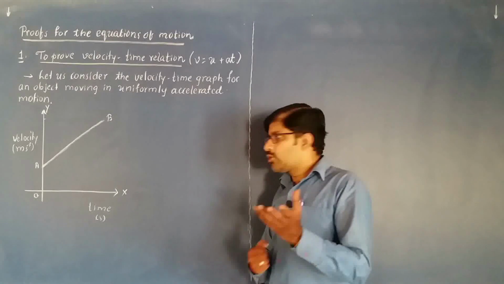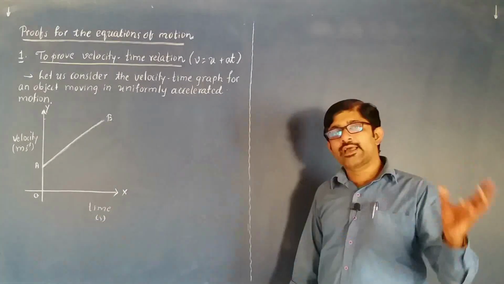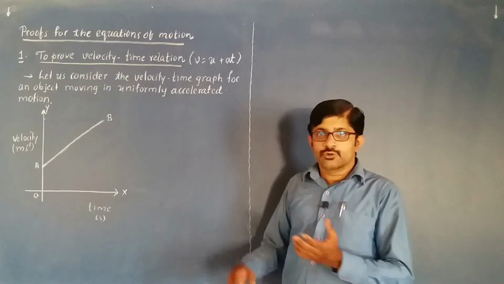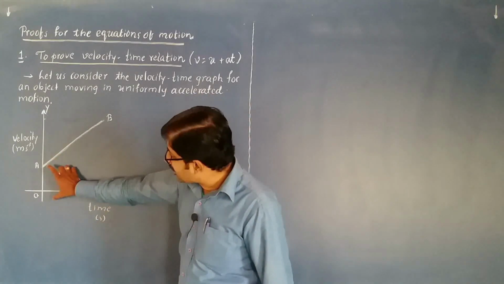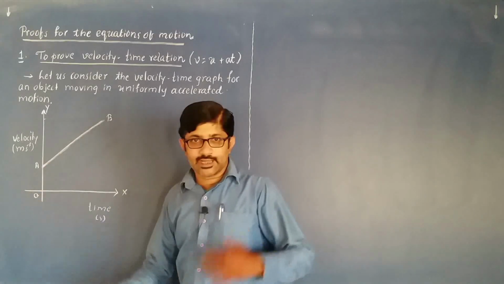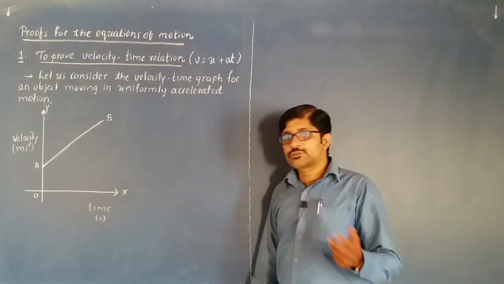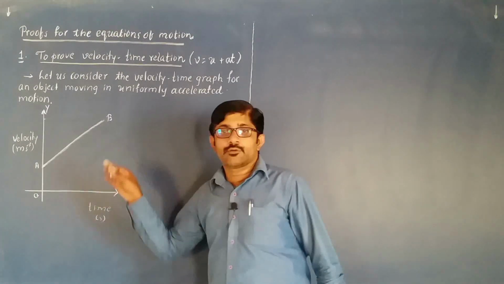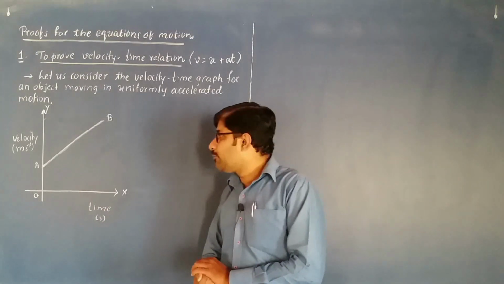We took it from the origin. For calculation of the equations, we need to adjust some things. For that adjustment, here we took it not from 0, but from a certain height. So some adjustments are required to simplify the problem. So this is for the object moving in uniformly accelerated motion.